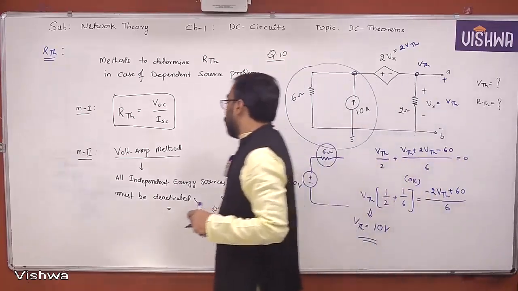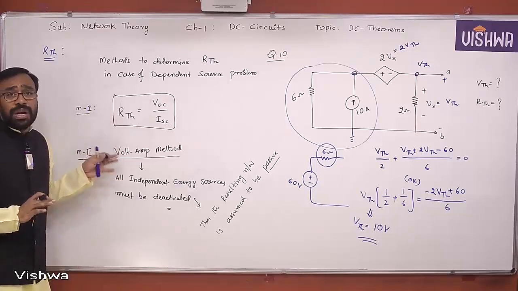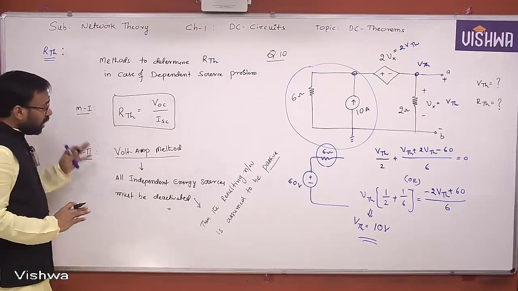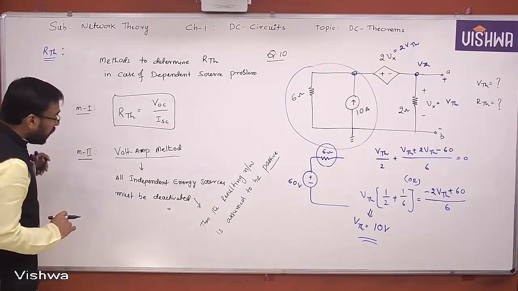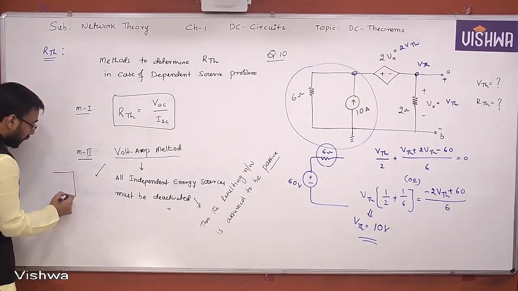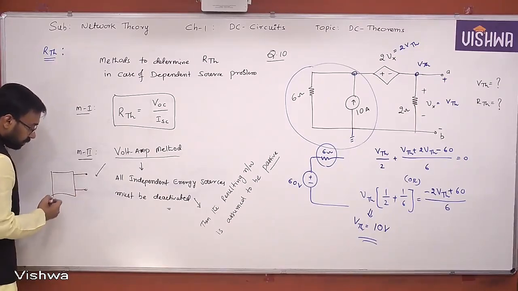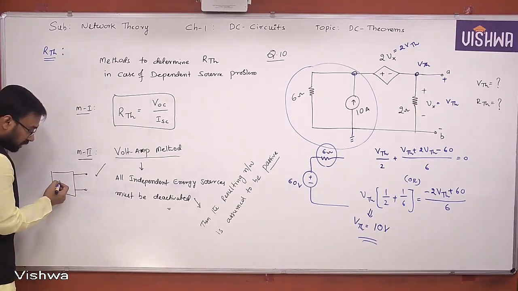Well, so both the formula and the volt amp method, we are going to use. According to the volt amp method, what do we do here? Simple. This is the network, and you are suppressing all independent sources. That means it is assumed to be passive. All independent energy sources are deactivated.